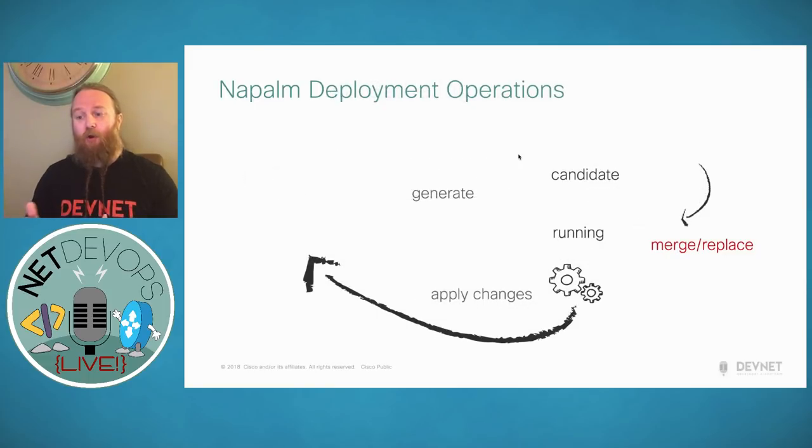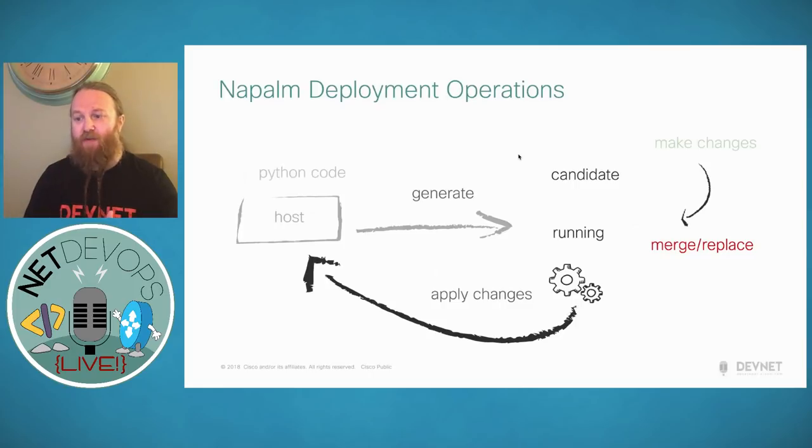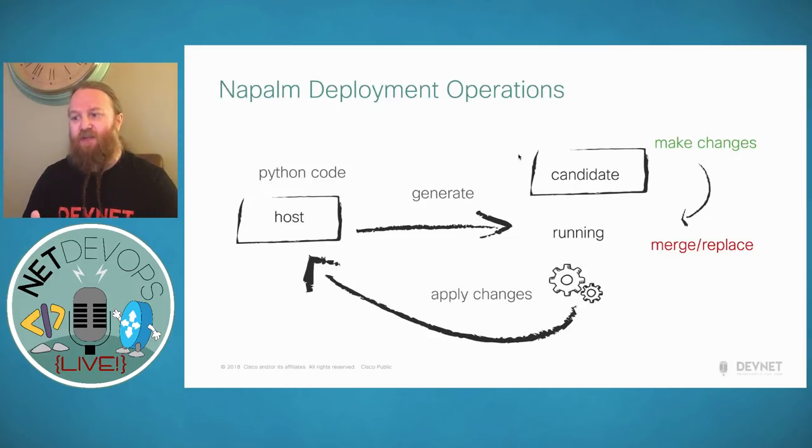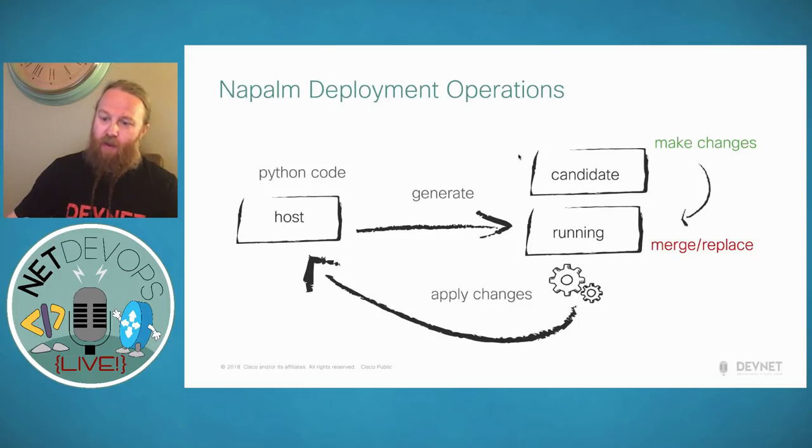For NAPALM deployment and operations, first we run the Python code. The code is then generated. This is then sent into the candidate configuration file on the box. That is then checked and validated to see if it is an actual, legitimate configuration file. If you had an error in a configuration or something like that, the code would be rejected and it wouldn't be able to be configured on the device. Similar to if you made a mistake typing something into the CLI, for example. That's then merged or replaced into the running configuration and the changes are applied, and confirmation is sent back to the host to say that those changes have been made.